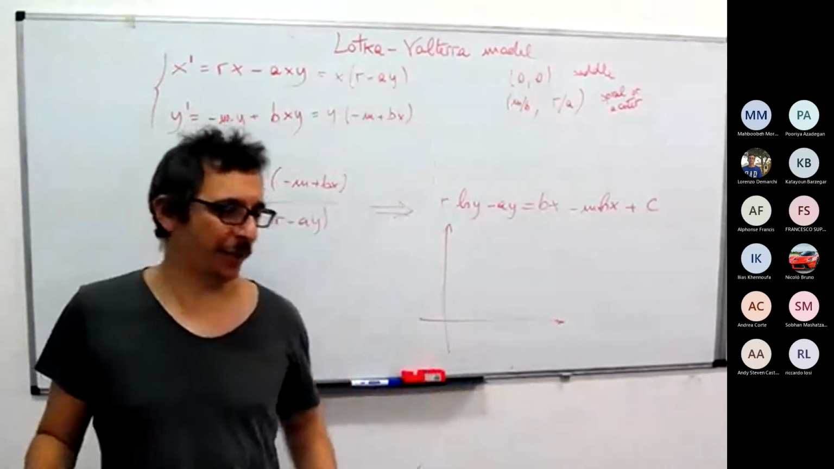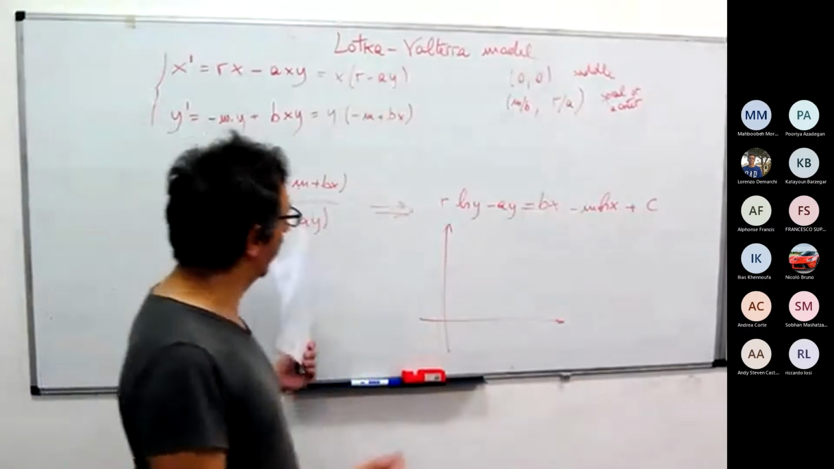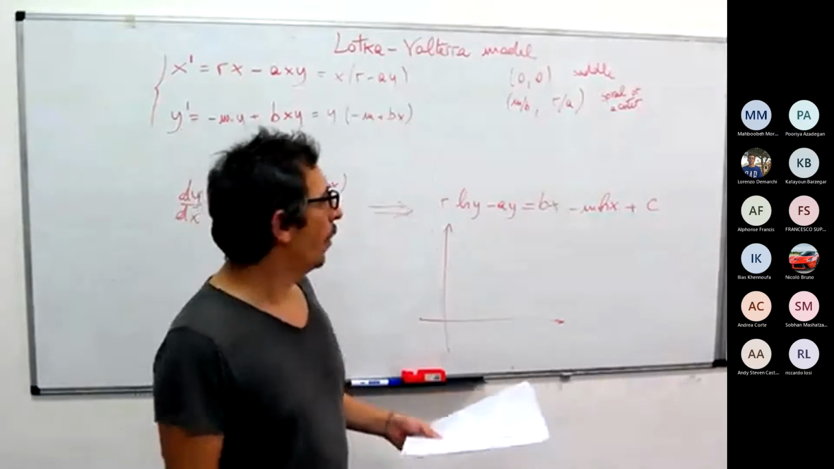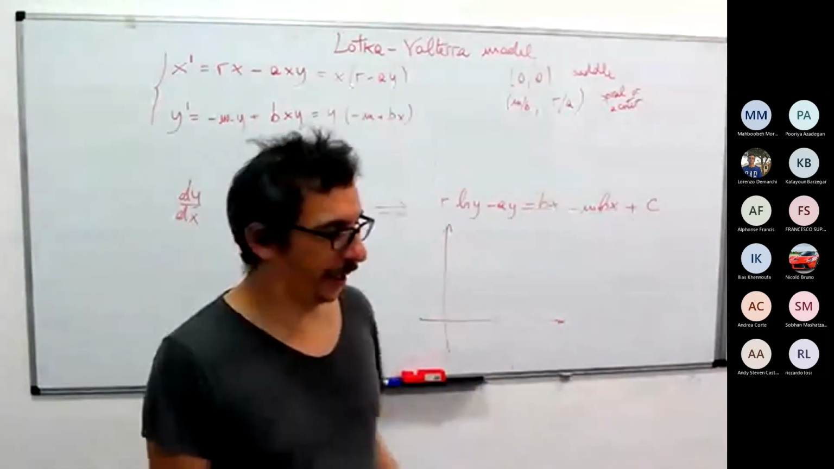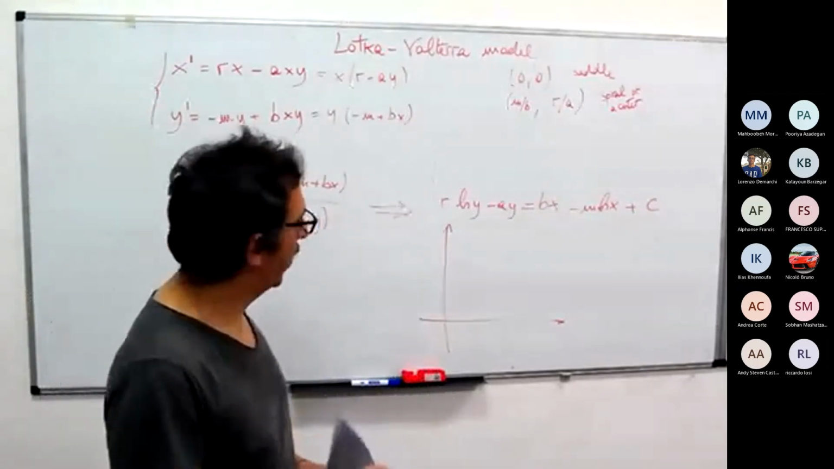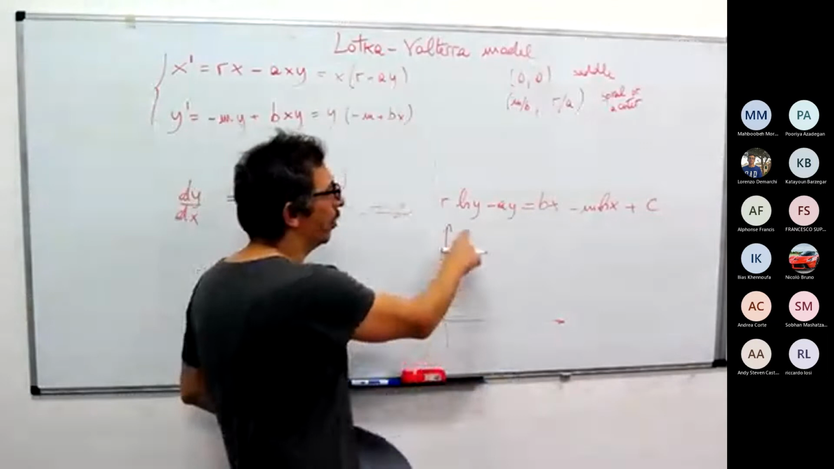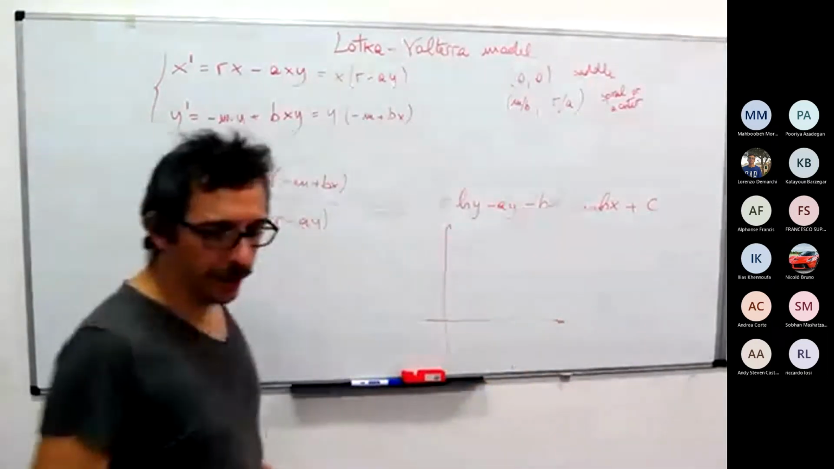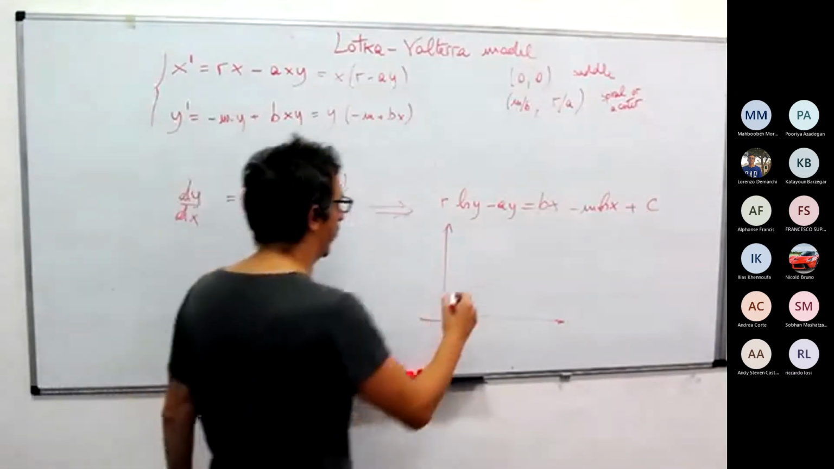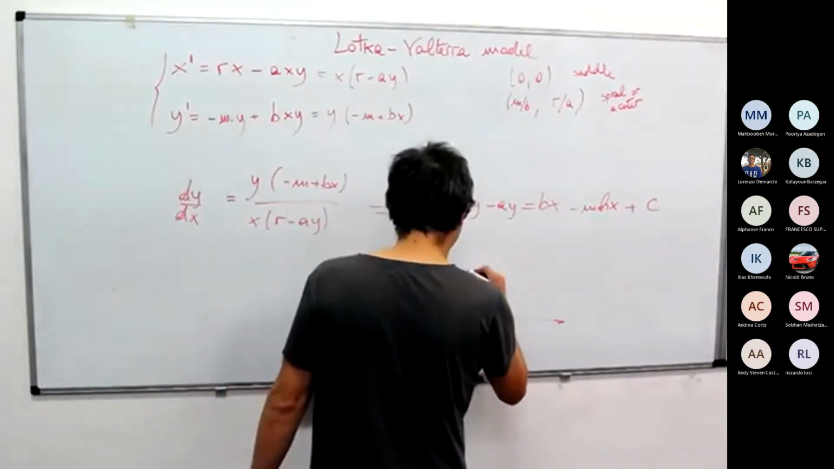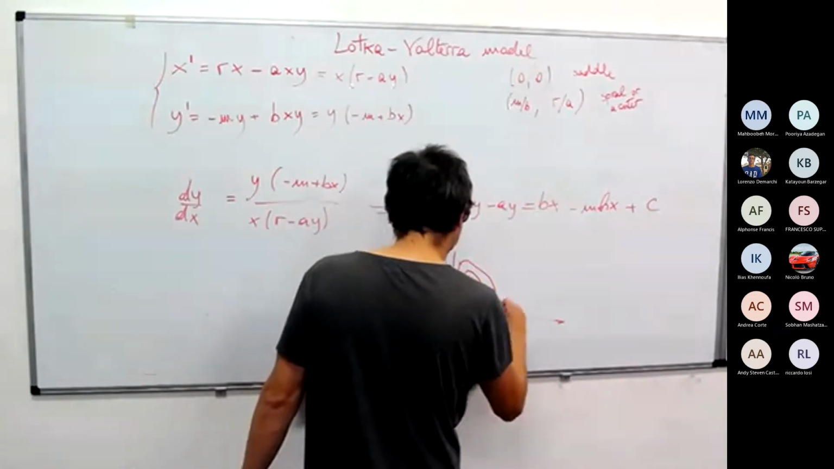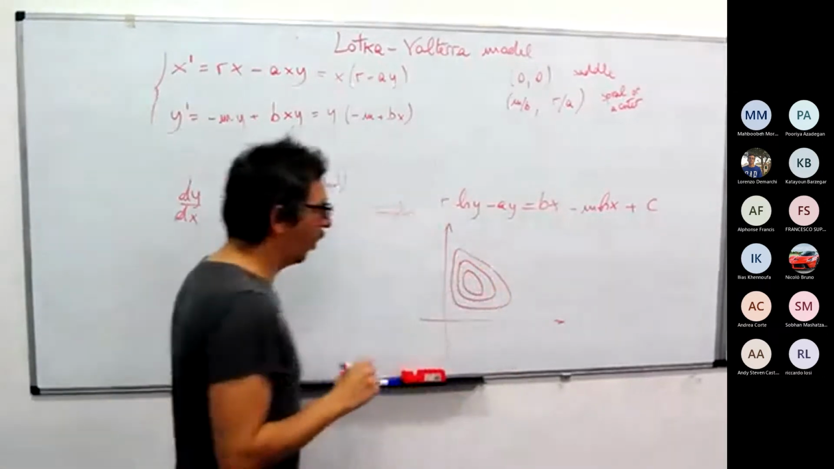There are plenty of possibilities out there, and most of them you should pay for, but I know that the university is giving you the possibility to use MATLAB for free. Python is also free. You can go and download Python and learn programming in Python. So you can plot this function directly with the software, and what you will find is this kind of orbits.